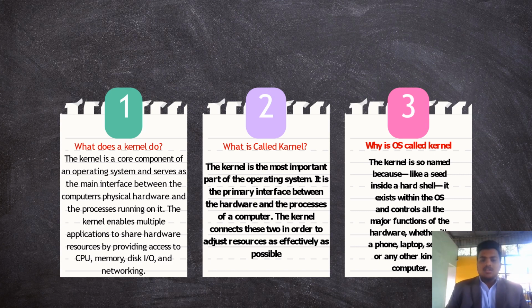What is called the kernel? The kernel is the most important part of an operating system. It is the primary interface between the hardware and the processes of a computer. The kernel connects those two in order to manage resources as efficiently as possible. Why is the OS called a kernel? Kernel is named because, like a seed inside a hard shell, it exists within an OS and controls all the major functions of hardware.